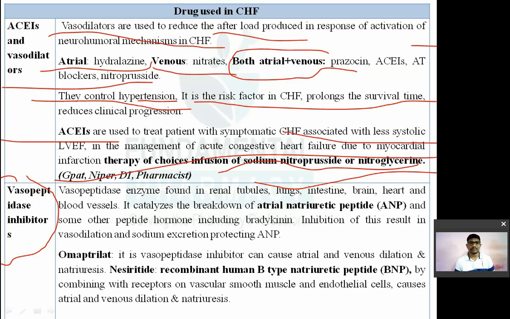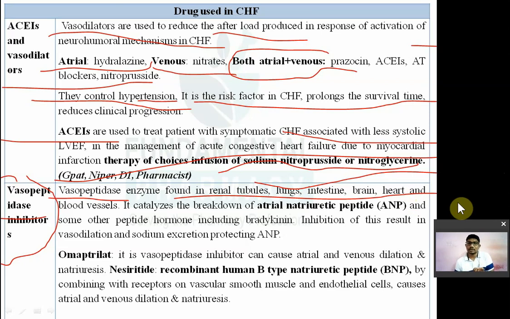Next category is the vasopeptidase inhibitors. Vasopeptidase is an enzyme present in different structures like the kidney, lungs, intestine, heart and blood vessels. Vasopeptidase नाम का एक एंजाइम है जो ब्लड में, ब्लड वेसल्स में, हार्ट में, ब्रेन में और किडनी में भी प्रेजेंट होता है. So what is the function of this enzyme? It is responsible for the metabolism of peptides.